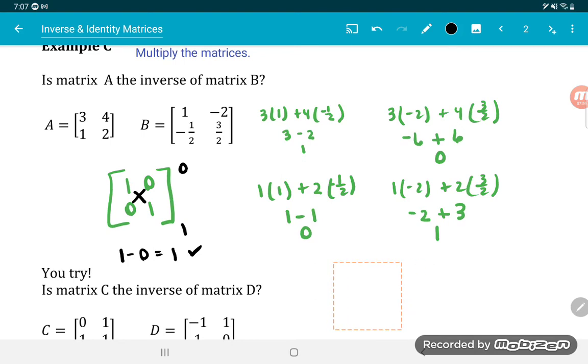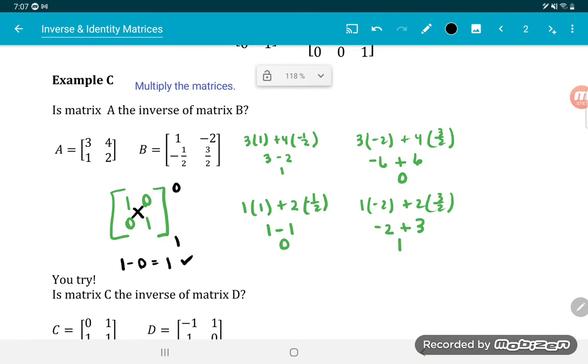So for example C, is matrix A the inverse of matrix B? Yes. Multiply the two matrices to get the identity matrix. And remember, the determinant of the identity matrix will be 1.